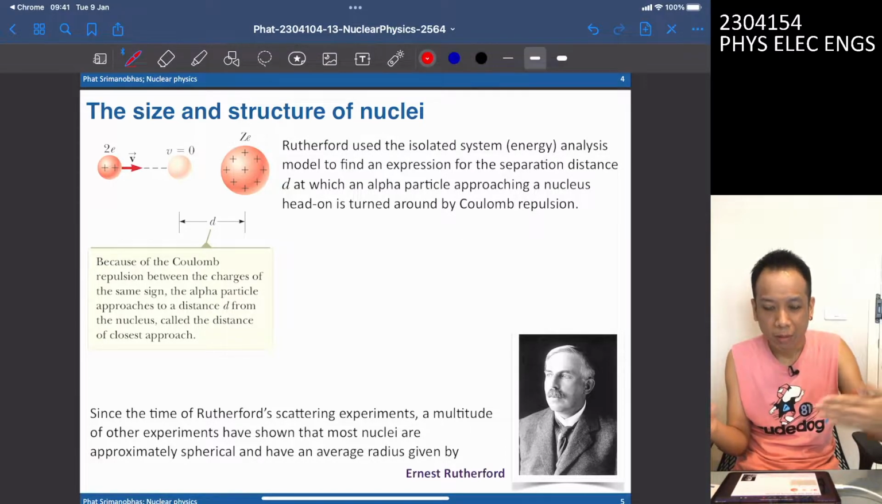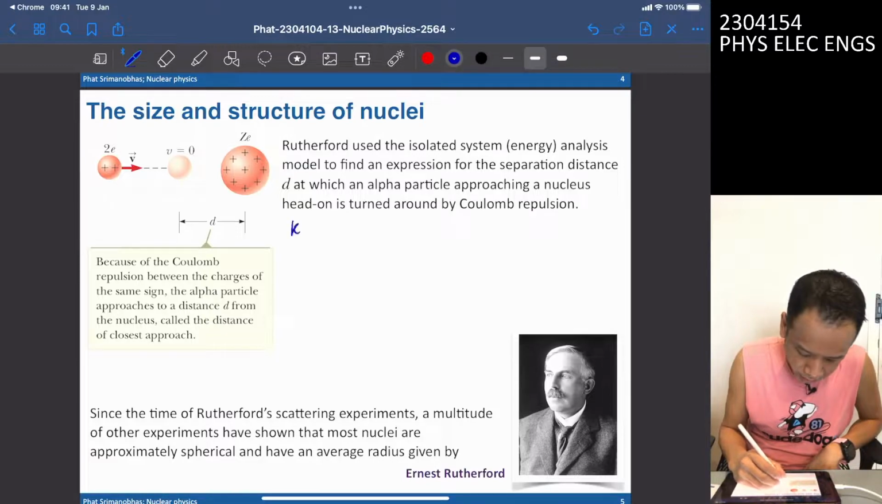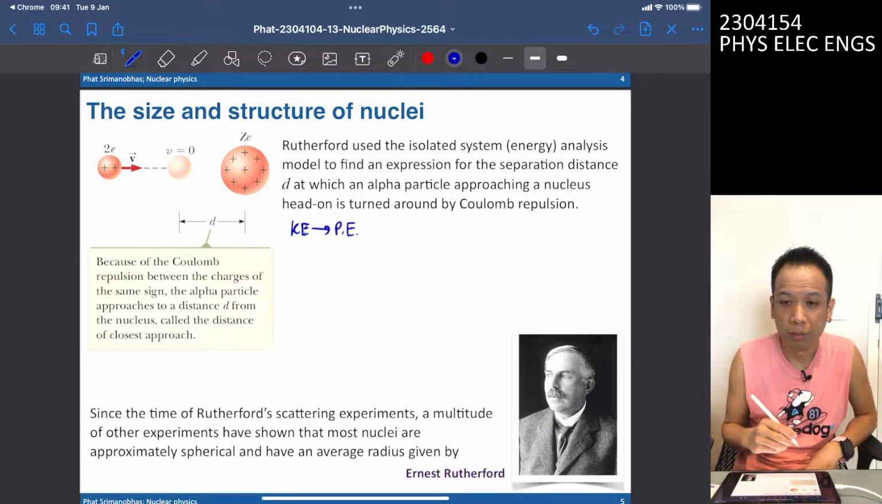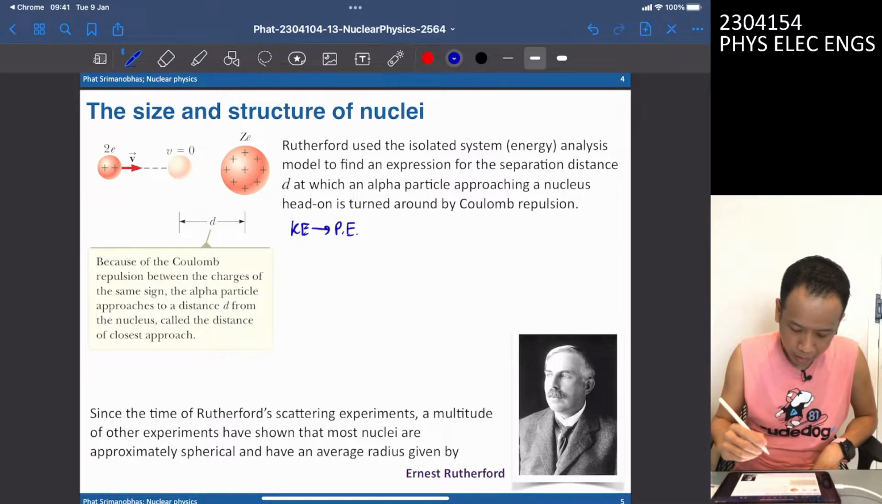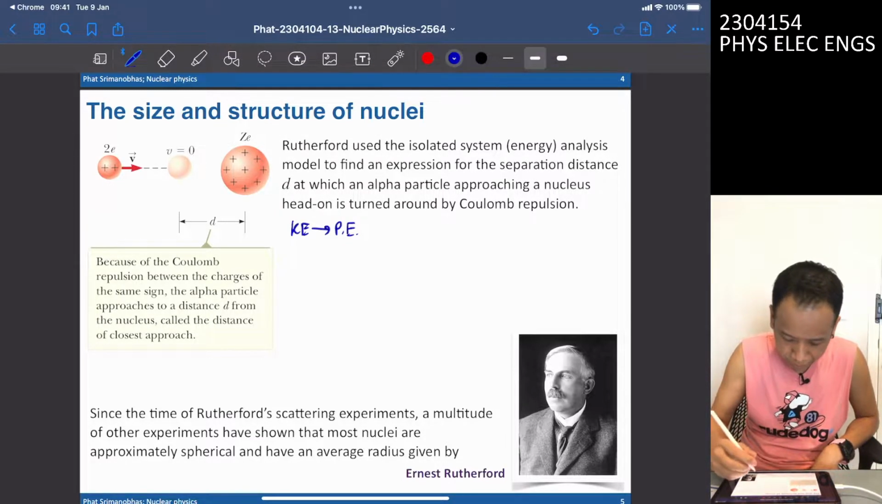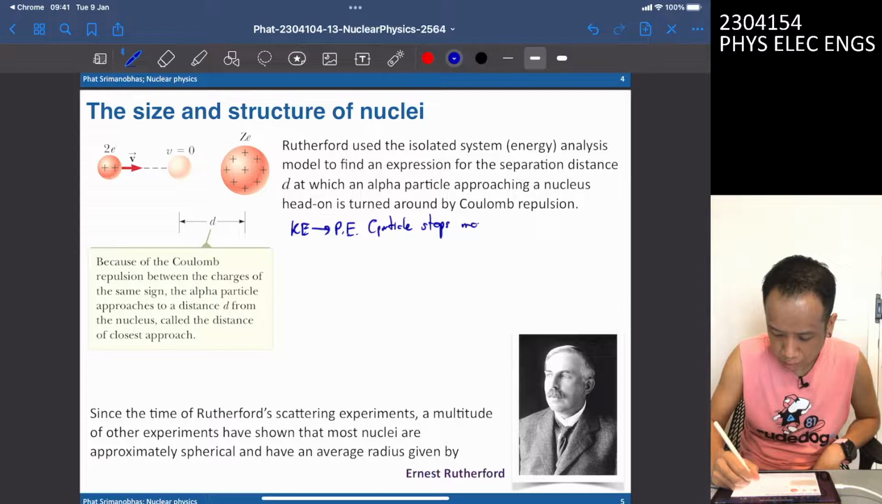At the point where it stops, all of the kinetic energy is converted to potential energy, the Coulomb potential energy. If we use these calculations, you should know that the particle stops momentarily.